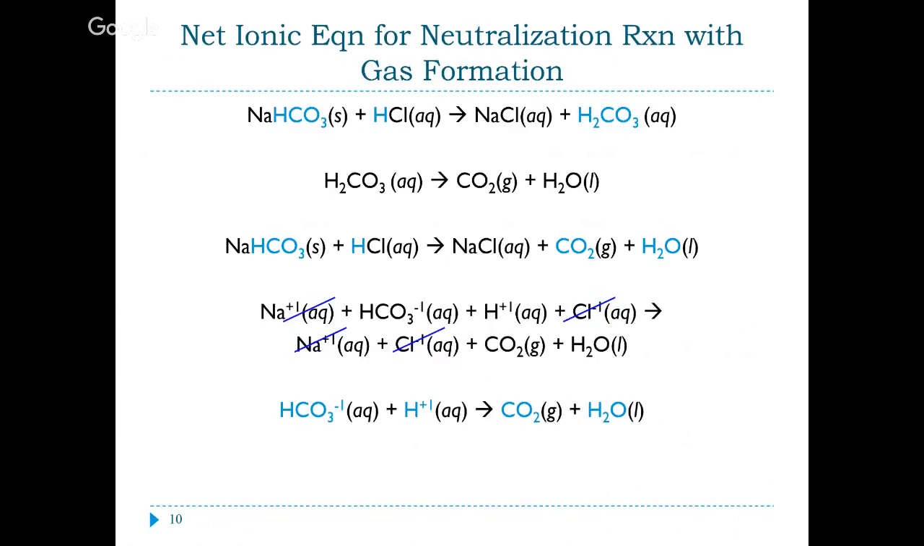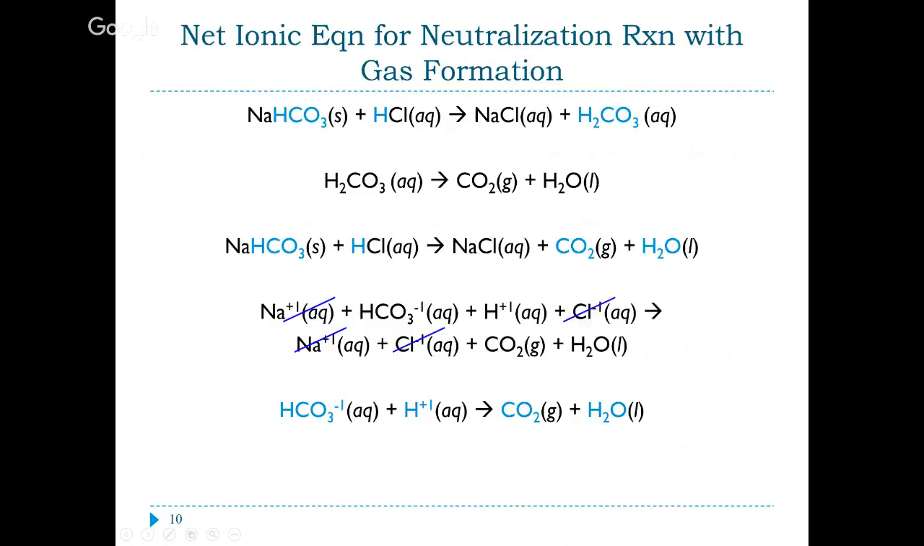Looking at a net ionic equation for the neutralization reaction with gas formation, we start here with our sodium bicarbonate and our hydrochloric acid. Once again, we're just going to switch partners. The Na ends up with the Cl, and the H ends up with the HCO3, so we actually form carbonic acid. However, this is very unstable and is going to dissociate to form carbon dioxide as a gas and water.